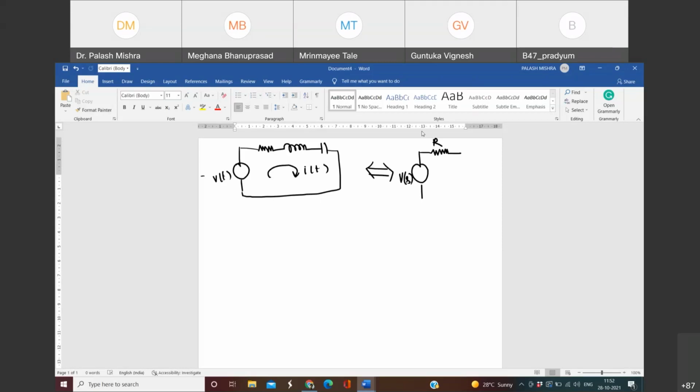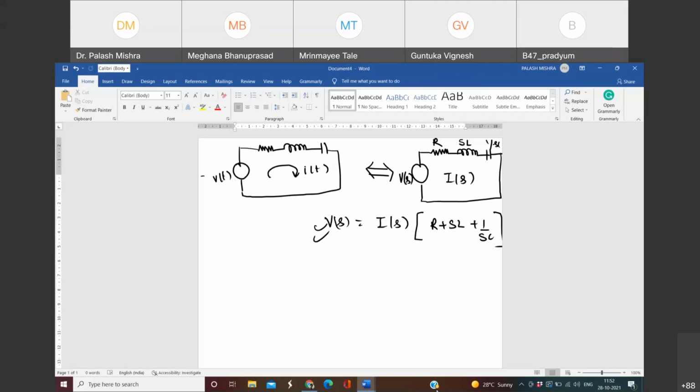This will be resistance R. This will be what value? Tell me. sL. And this value will be 1 upon sC. And the current I(t) will be replaced by capital I(s). So can someone tell me the net relation between V(s) and I(s)? Anyone? V(s) is equal to I(s) times, all are in series, so R plus sL plus 1 upon sC. Is it correct or not? Yes, sir. Yeah. So you can write the equivalent directly like this.